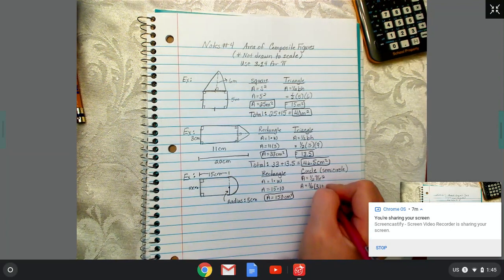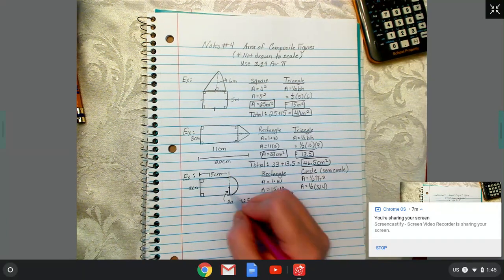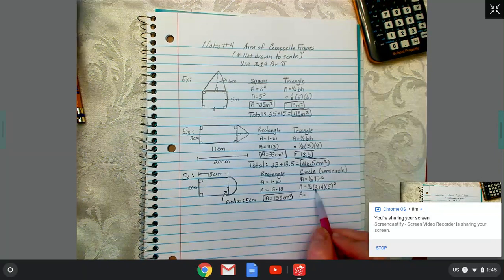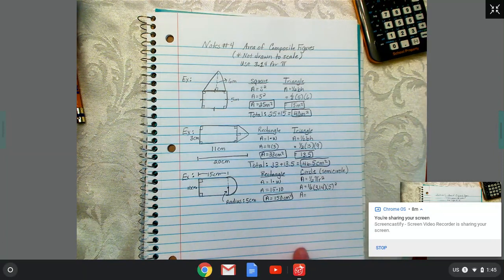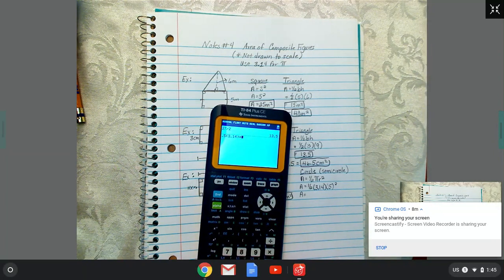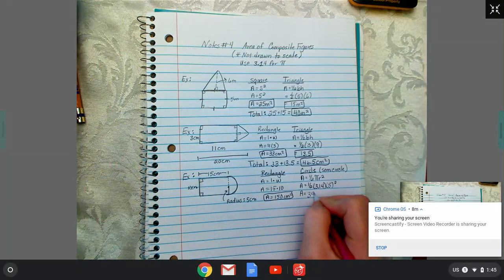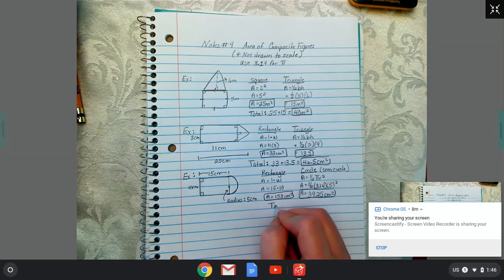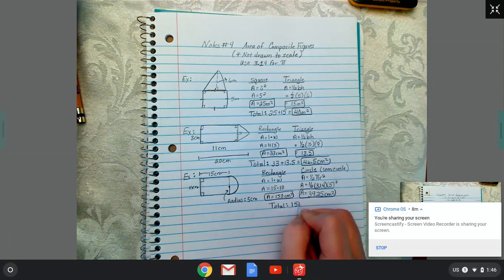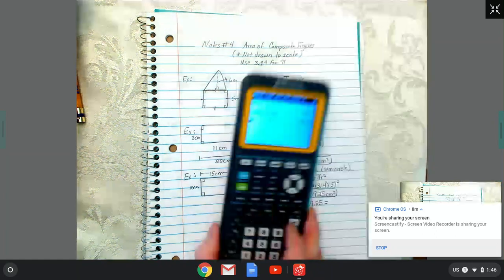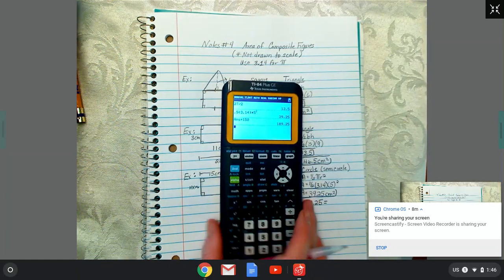Okay, we're going to use 3.14 for pi in our calculation. Our radius was given to us as 5, so we'll do 5 squared. So we have 1/2 times 3.14 times 5 squared. I'll just double check my calculation. 39.25. And then I'm going to give a total area by adding these together. 189.25.